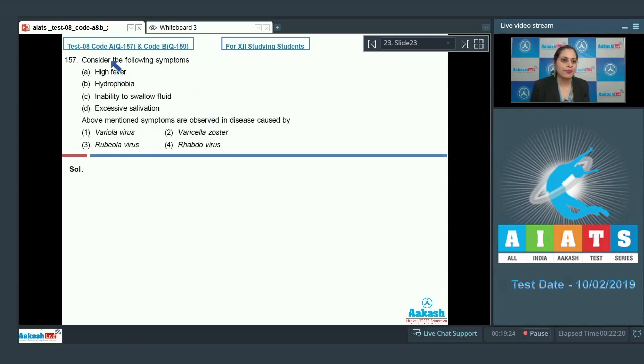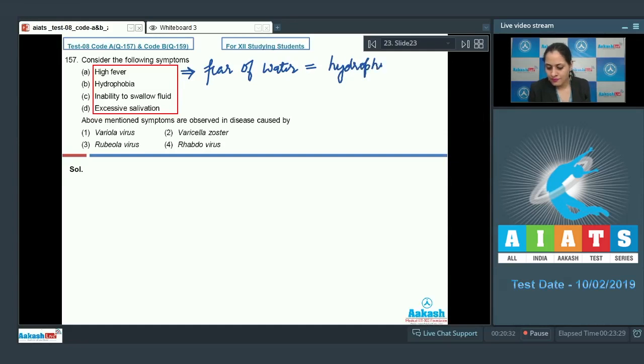Question number 157. Consider the following symptoms, and the symptoms are high fever, hydrophobia, inability to swallow fluid, excessive salivation. Above mentioned symptoms are observed in disease caused by, and we know that these are the characteristic symptoms of a disease which is characterized by fear of water, which is known as hydrophobia, and the disease is known as rabies.